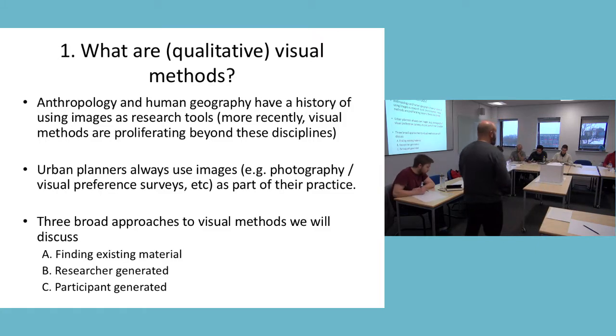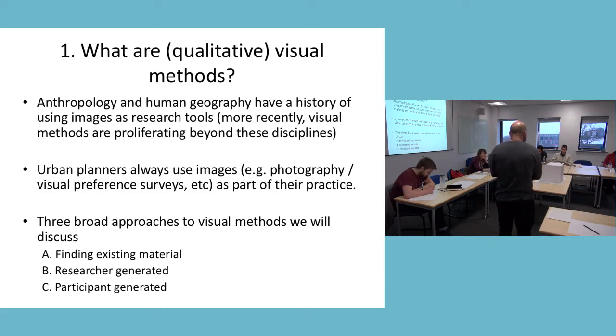So the 3 broad approaches I'm going to talk about are finding existing material, so going out there and collecting images, just out there. There's an image up there on the wall. I found one, right? So collecting images, generating images. So me as a researcher, maybe taking pictures, taking photographs, producing films. And the third one is participant generated. So these are the 3 areas we'll talk about today.